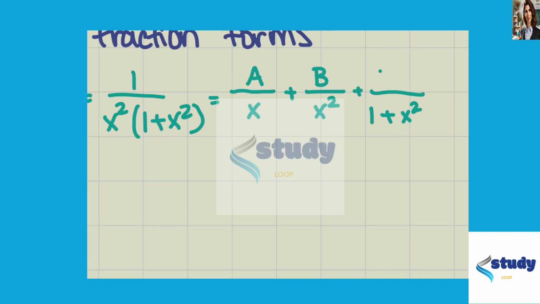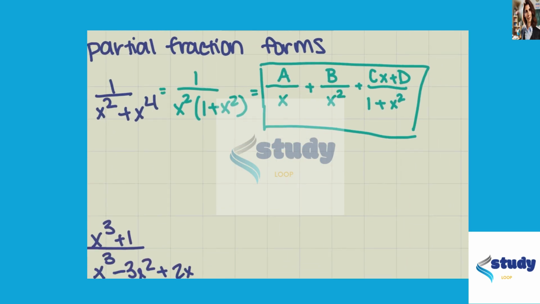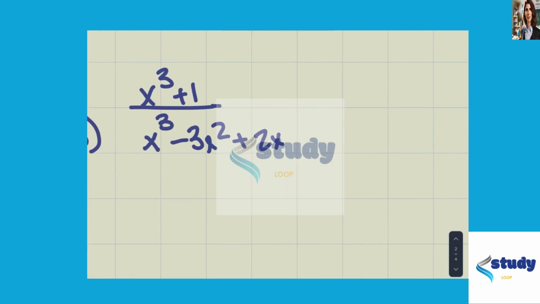Then we have this 1 plus x squared. It's a quadratic that cannot simplify any further, and so we are going to write a linear numerator. And this is what your partial fraction setup would look like before you go on and find the variables in your coefficients.